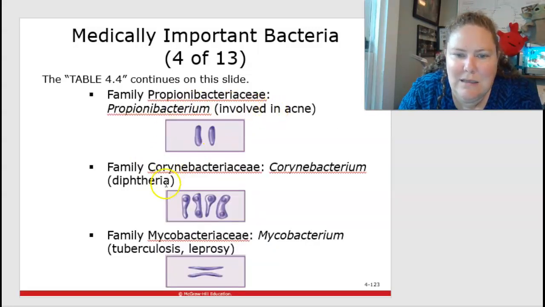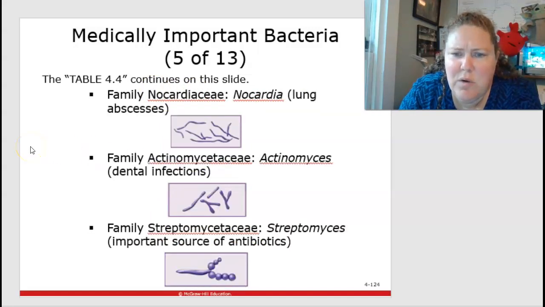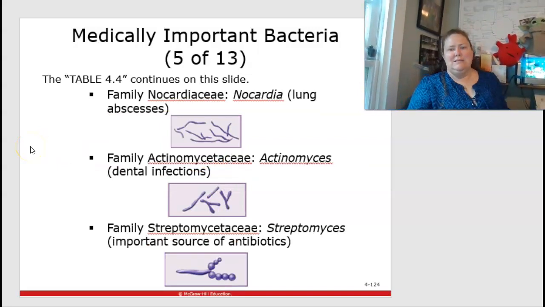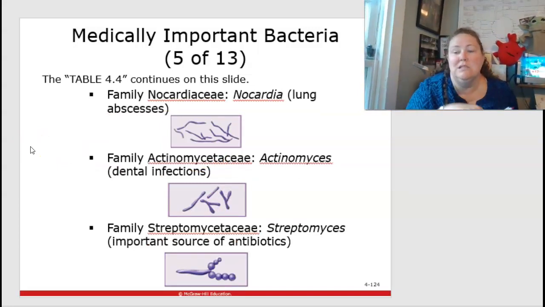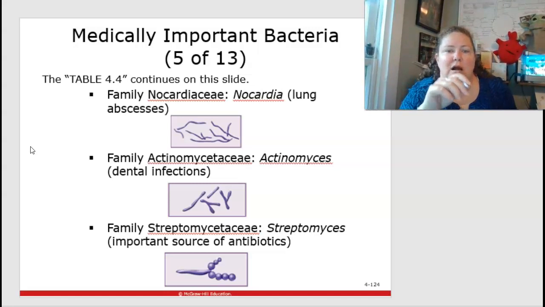You have acne, you have diphtheria, you have leprosy, and these are in these different families. And so you can see that this is important why we're looking at these different guys. These would be fun to make into your slide deck, and I'm sure that actually this is already in there. And so Nocardia, this is for your lung abscesses. Actinomyces, these are your dental infections. Streptomyces, this is a very important source of antibiotics.